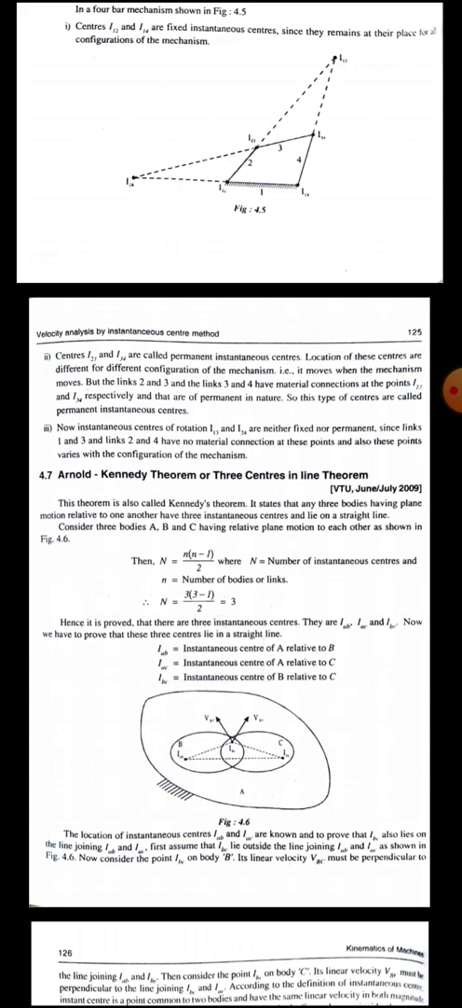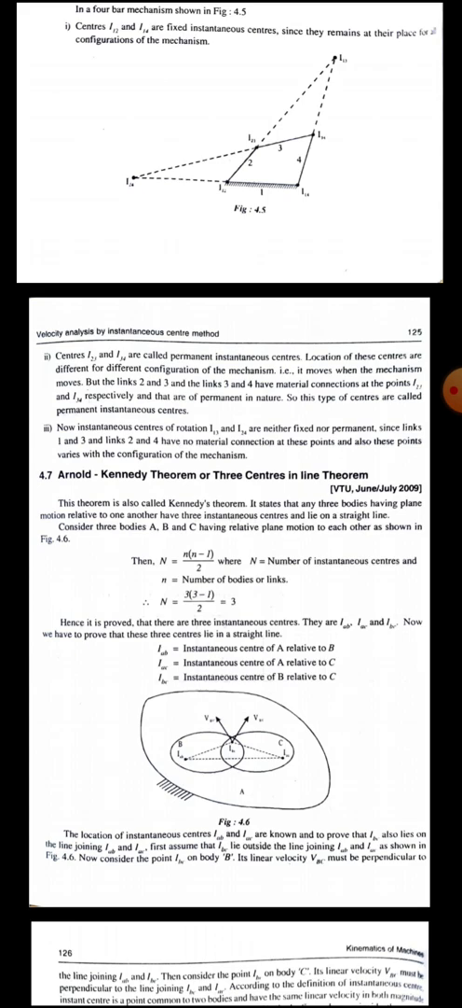Consider three bodies A, B, C having relative plane motion to each other, shown in figure 4.6. Then n into n minus 1 by 2 gives the number of instantaneous centers, where small n is the number of bodies or links. Therefore, N equals 3 into 3 minus 1 by 2, that is 3. Hence, it is proved that there are three instantaneous centers: IAB, IAC, and IBC.